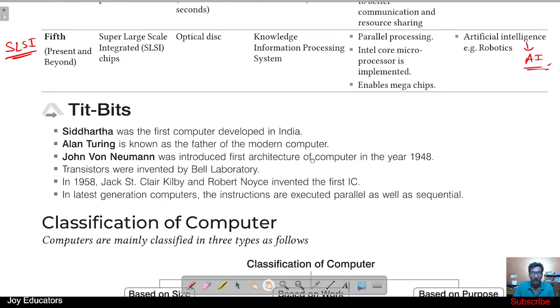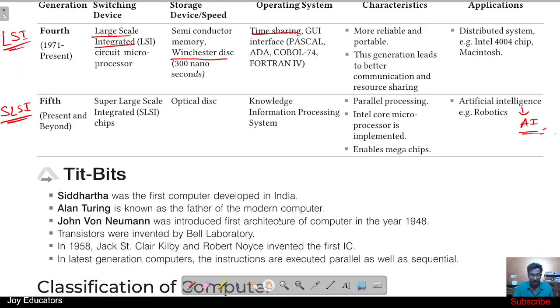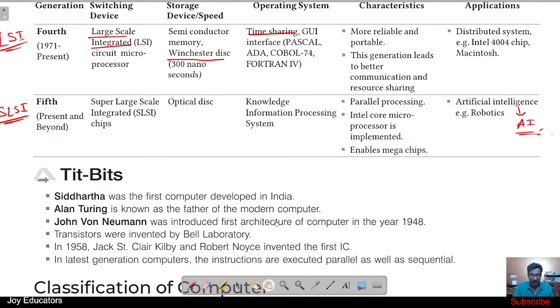Should I write the generation then? Yeah, write it down. Write these things like generation fourth and write LSI, generation fifth and write SLSI. Can you scroll down? No worries, I'll send you this PDF. Just take a screenshot of this, or else you can write it down. You got it? Screenshot. Yeah. There we go, that's it.